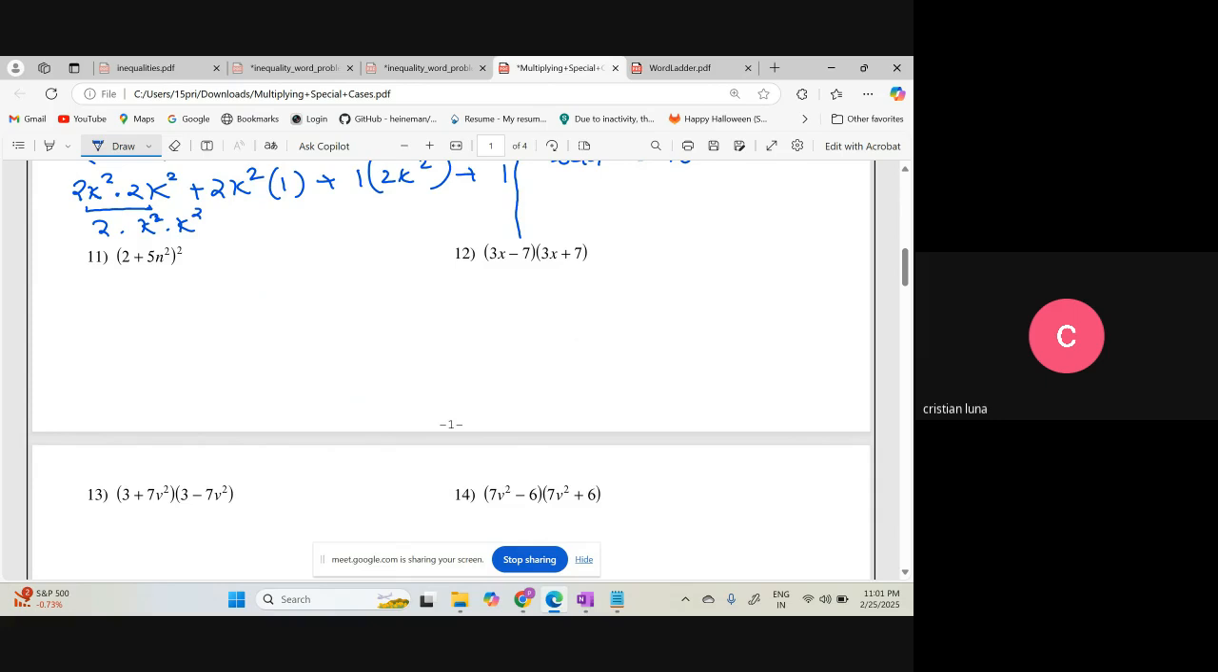Okay, so the final answer I got for number 11 is 4 plus 20n squared plus 25n to the fourth power. That is correct. Yes. Awesome. Good job. Let me try number 12 now.